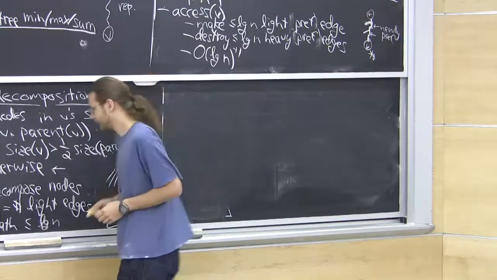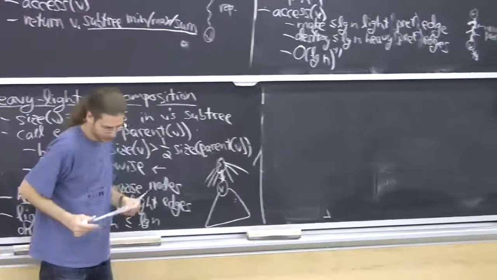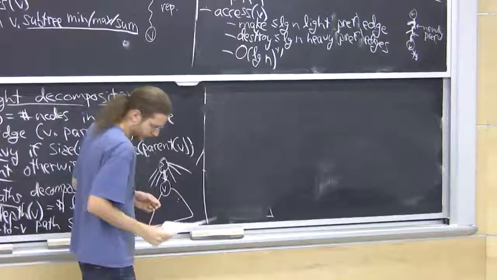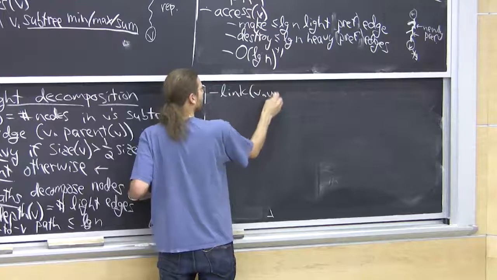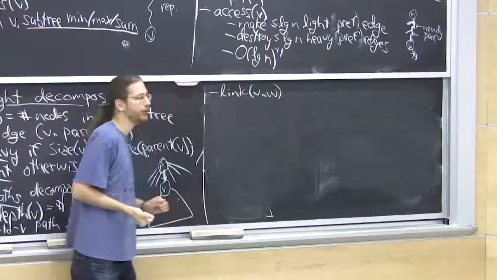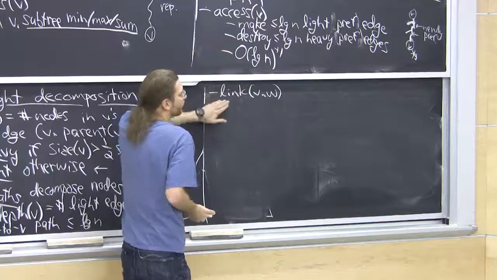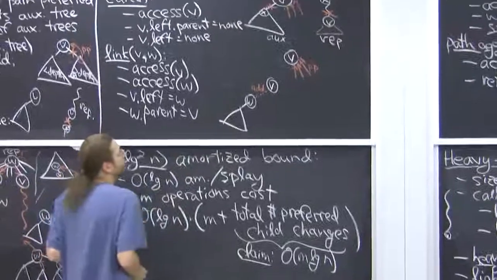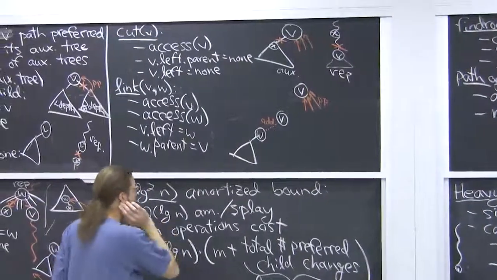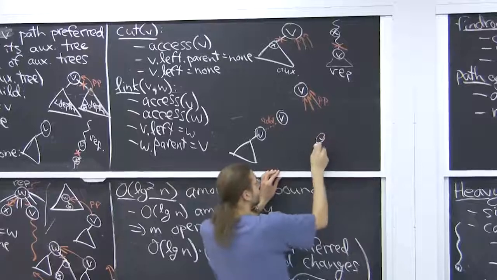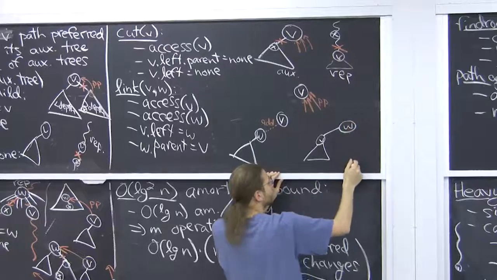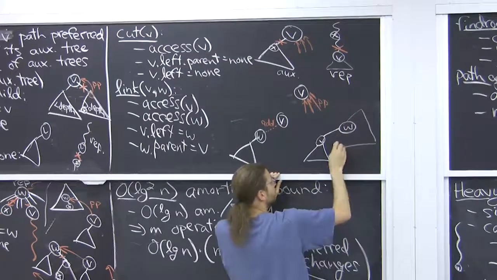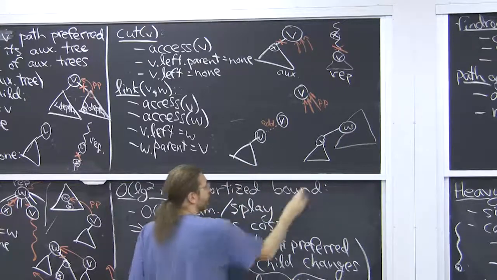Okay. Link and cut. Nothing much to say here. Yeah. So link and cut don't really change what's preferred. I'm going to think about what link does after it accesses V and W, because access we've already analyzed. So link is just these two operations which add a single pointer. So if you look at what that's doing in the represented tree, which was V was the root, and we made it to be a new child of W, which lived in some tree over here. That's in the represented tree what happens.